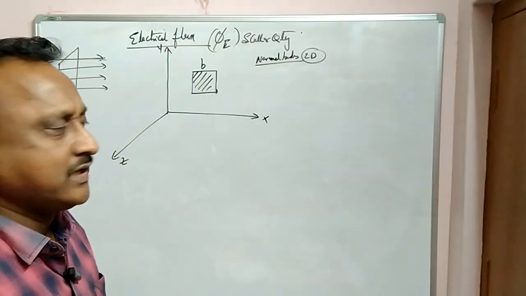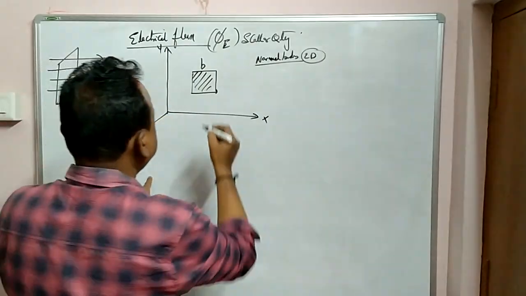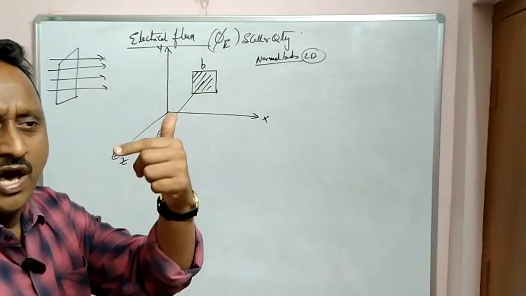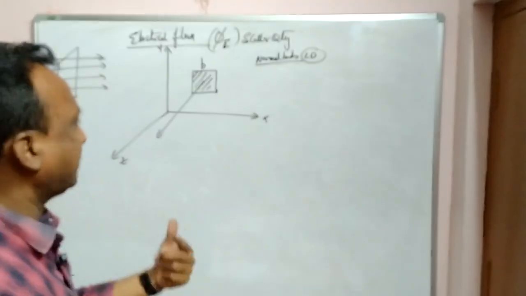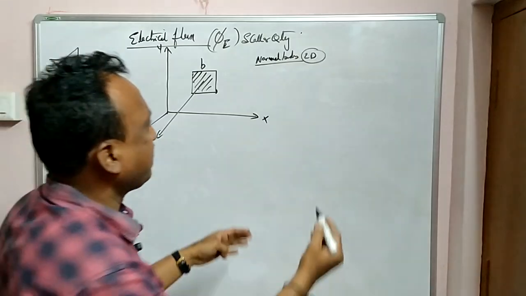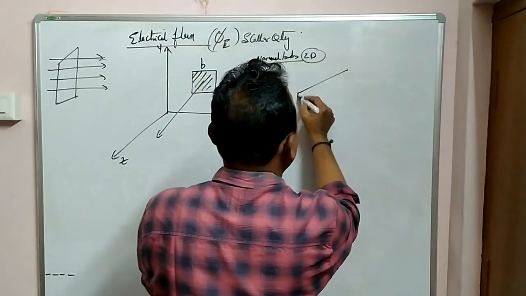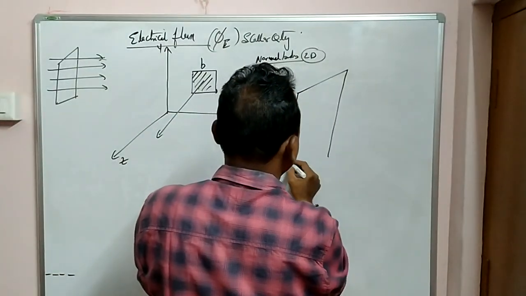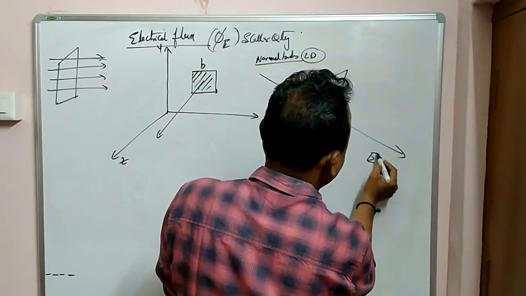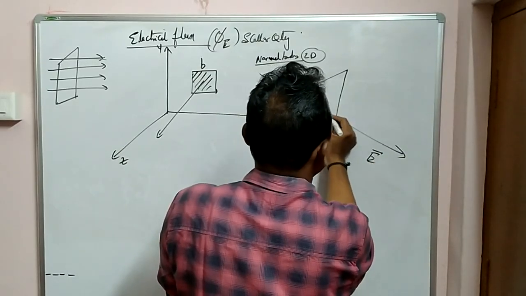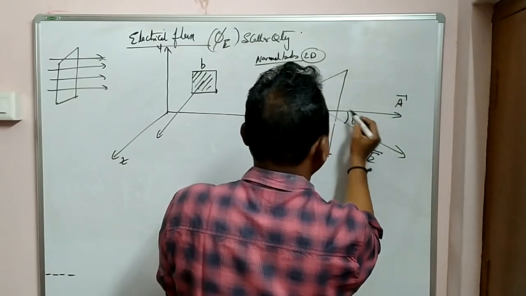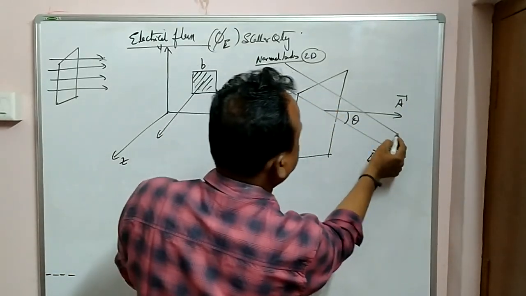the area vector may be inside or outside. What is an area vector? It is always perpendicular to the given body. Look, this is the area vector. Suppose this is the field direction. This is the area vector, so this is the angle here. This is the field direction.